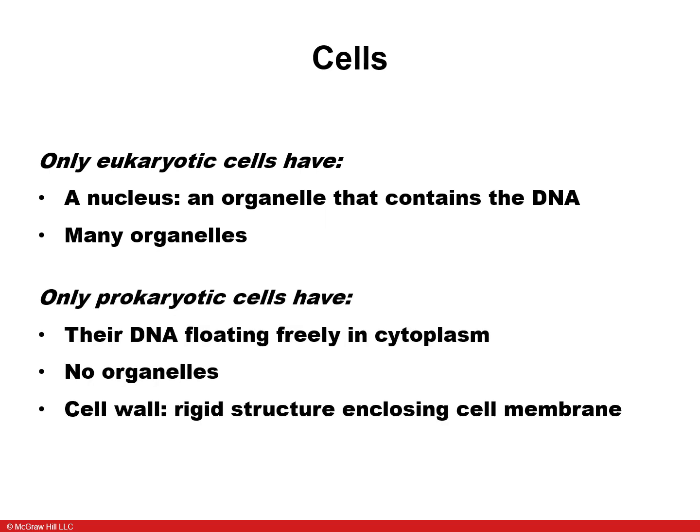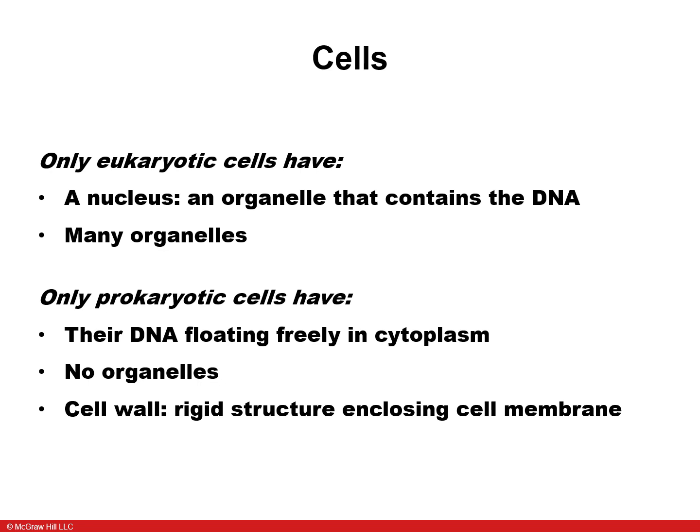So let's talk about some of the differences between eukaryotic cells and prokaryotic cells. Only eukaryotic cells have a nucleus, and within the nucleus you actually find the DNA. So if you are looking at a cell under the microscope and you see the presence of a nucleus, that should tell you that what you're looking at is a eukaryotic cell. In addition, eukaryotic cells have many organelles, and these organelles do different functions. And later we'll talk about the specific organelles and what their functions are.